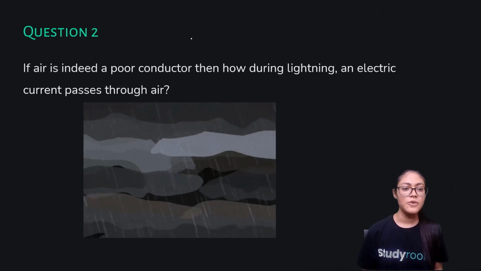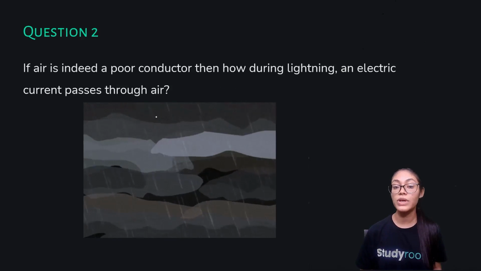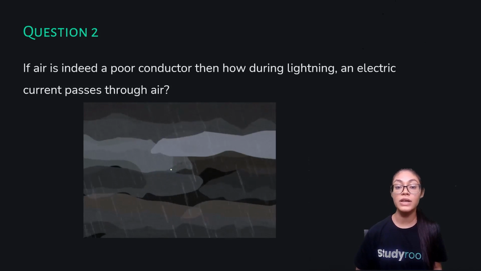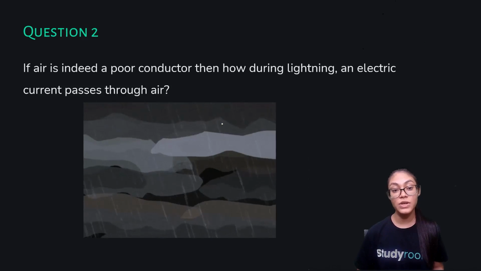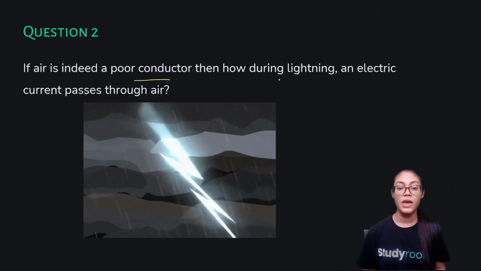Now, if air is indeed a poor conductor of electricity, then how during lightning does an electric current pass through the air? We have always seen, or even heard, the lightning. So what we see is that electric current passes through the air even when we know that air is a poor conductor of electricity. So how does this happen?